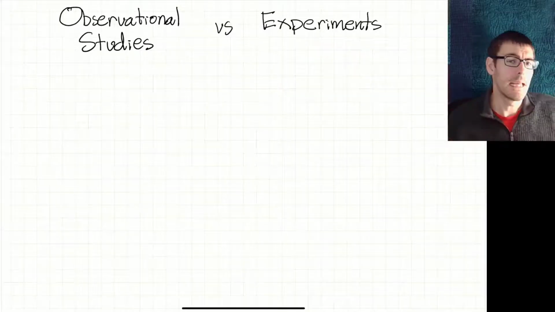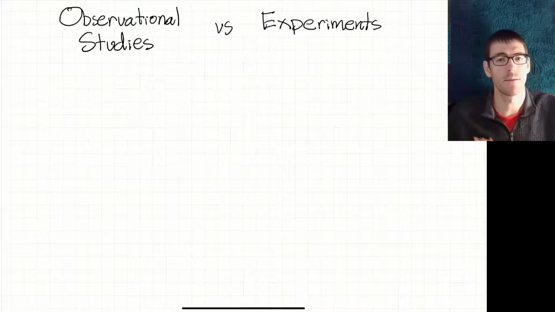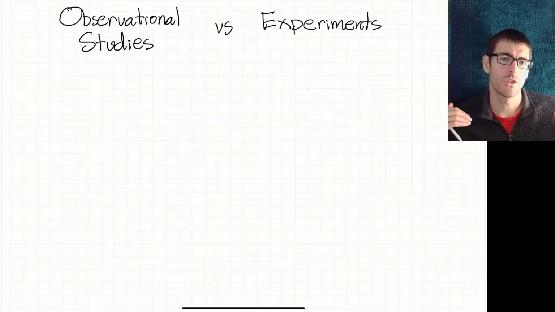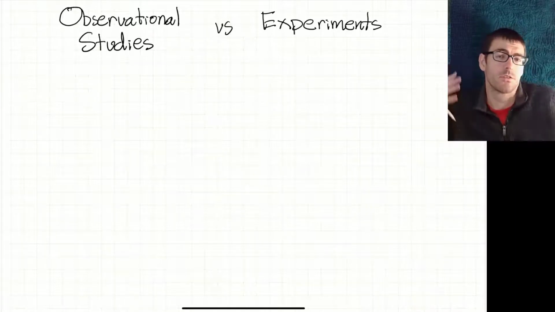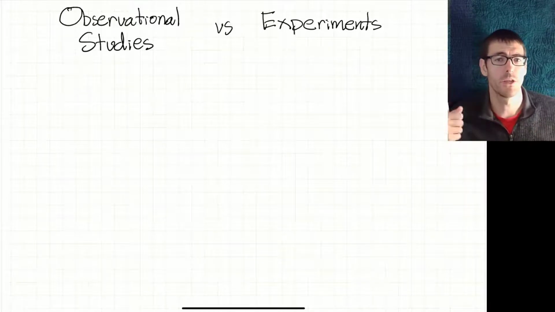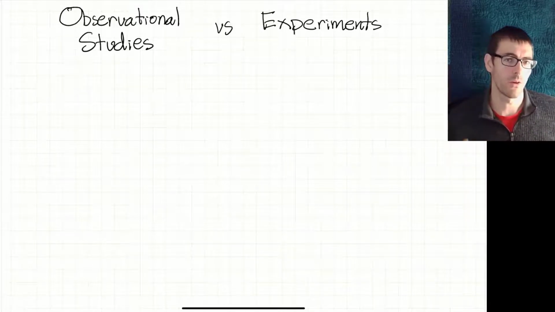Okay. Today we're talking about observational studies. Next time we're talking about experiments. But both of these are setups in which the investigators are trying to determine the nature of a relationship between two or more variables.